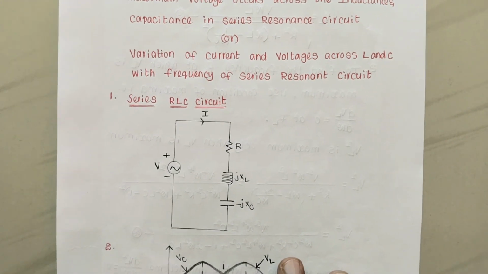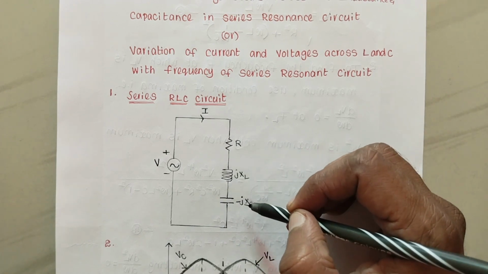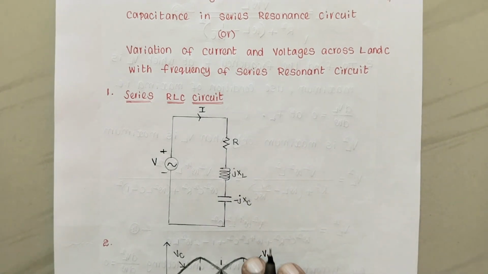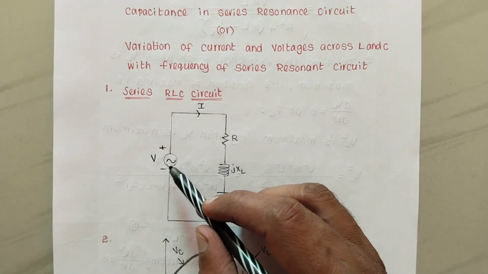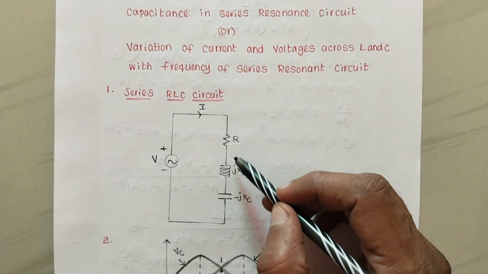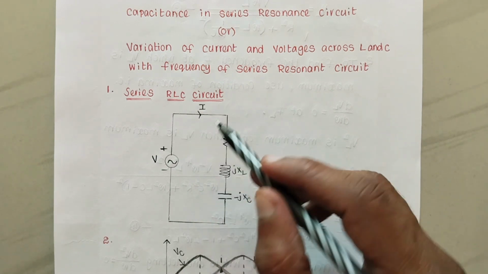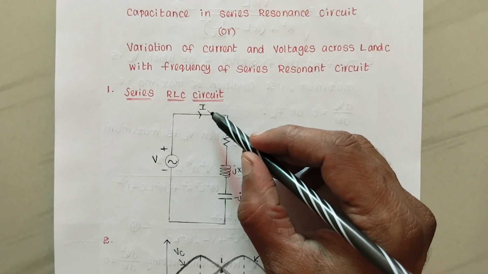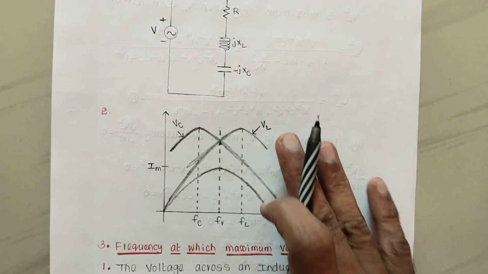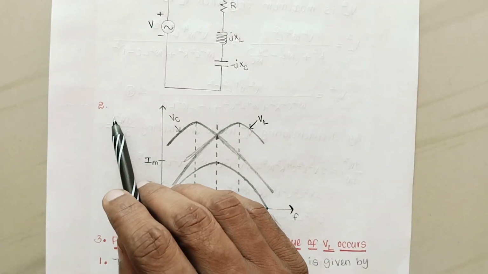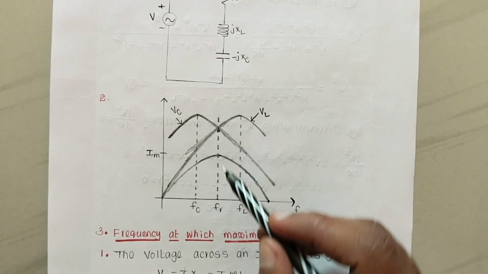Series RLC circuit: resistance, inductance and capacitance connected in series, and this combination is connected to a voltage source. Once this RLC circuit is connected to a voltage source, there is a current in the circuit. Next, let us draw the waveforms. So, second point, here we get waveforms.